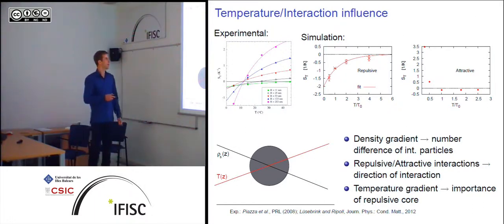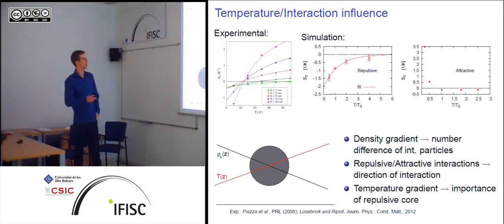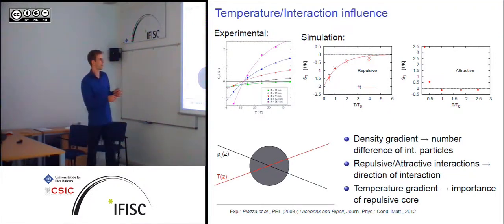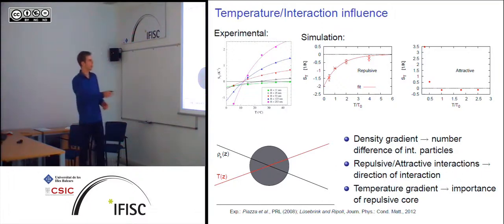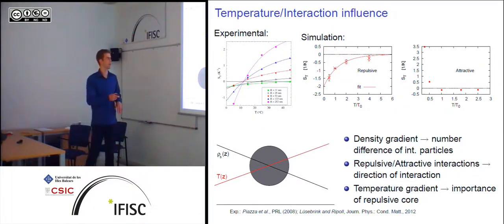And in our simulations with repulsive interaction potential, we observe a similar shape of the curve. So we have an increase of the Soret coefficient with temperature, but we don't observe a sign change. That means our colloid, in this case, always drifts to the hot side of the system.